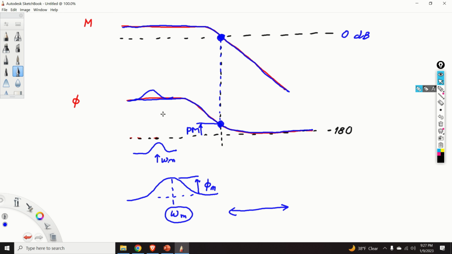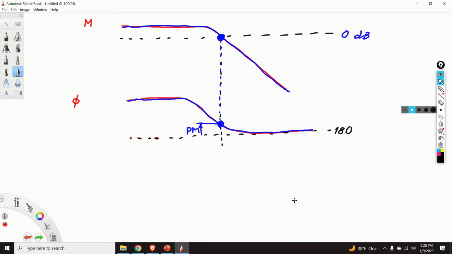And obviously, the phase will be increased here. However, the phase will not be affected at the phase margin. Obviously, a better approach would be to place our maximum phase, that is, to place omega m over here. That is, to select omega m to be equal to the gain crossover frequency of the uncompensated system. And what will happen in this case is that we will obviously increase the phase margin.